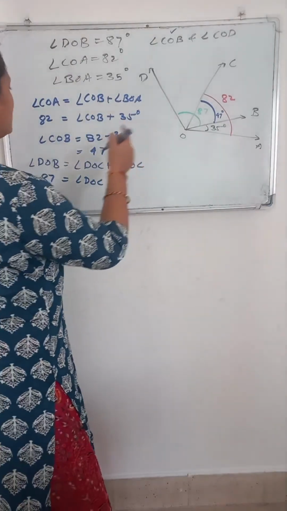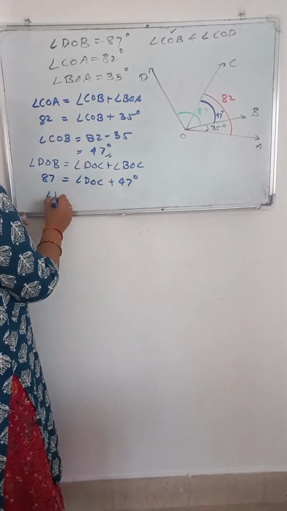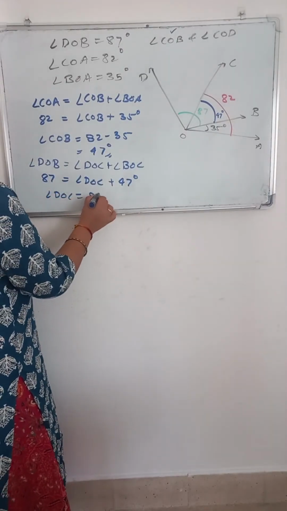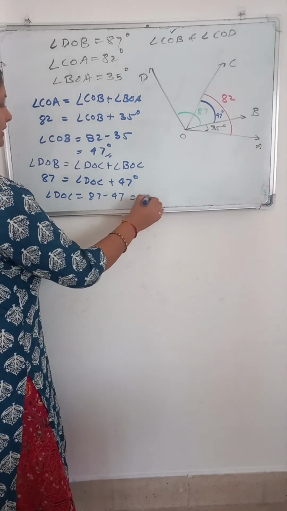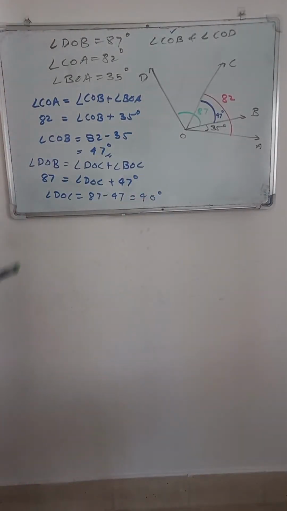So BOC, just now we got, is 47. Okay. So we can write here angle DOC is equal to 87 minus 47, that is equal to how much? 40 degrees. So this is the answer we got. Okay. I hope you all are getting these questions, very important.